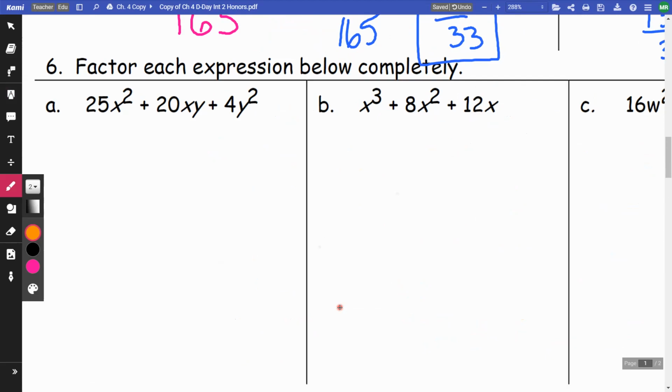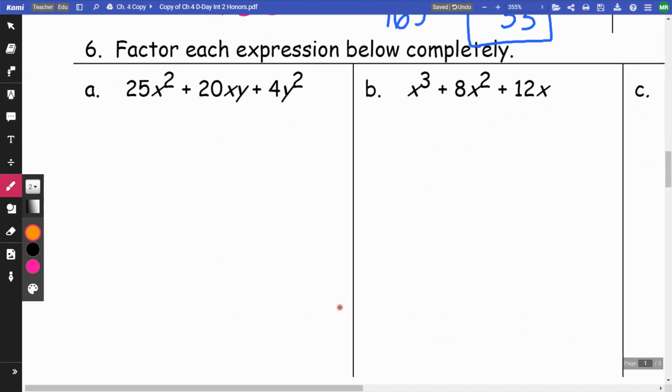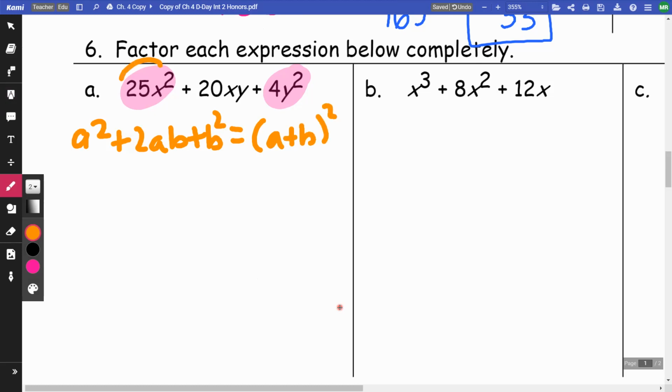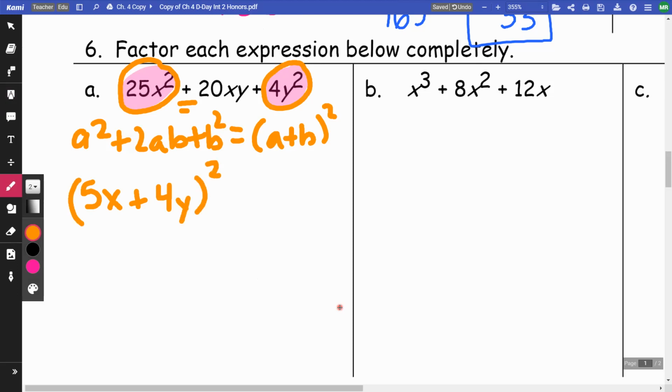Factoring, factoring, factoring. You want to try to notice things like a perfect square trinomial, where you have a square in the front and a square in the back. Remember the formula: a squared plus 2ab plus b squared is equal to the quantity a plus b squared. If I take the square root of this, I get a 5x plus, because of the plus right here in front of my 20xy. If I take the square root of this, I get a 2y. Sorry, I apologize.